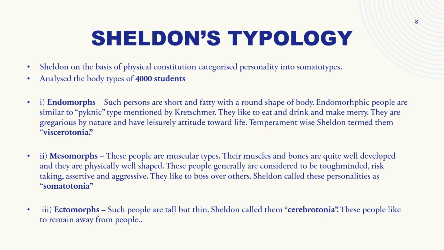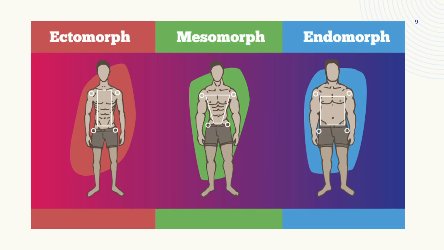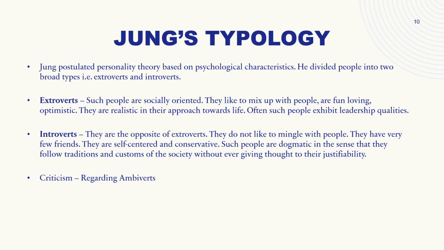So the three categories given by Sheldon are endomorphs, mesomorphs and ectomorphs. Endomorphs have rounded body, mesomorphs have muscular body and ectomorphs have tall and thin body. Endomorphs were under the category of viscerotonia, mesomorphs somatotonia and ectomorphs cerebrotonia. These are the characteristics. You can see ectomorphs are tall and thin, mesomorphs are muscular and endomorphs have more of a rounded body structure.